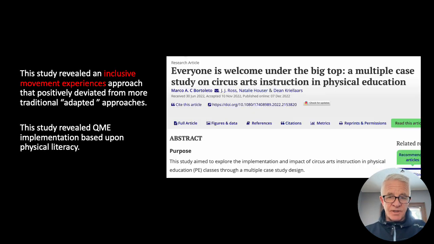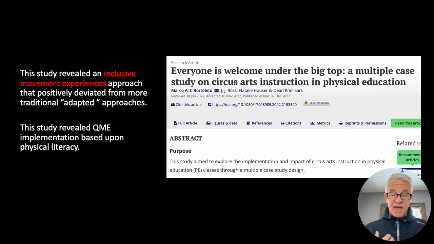One of our success stories in research was illustrated in this paper. And if you wanted to read it, you can. It's called Everybody is Welcome Under the Big Top, a study on circus arts instruction in phys ed. Now, it's not really talking about using phys ed as the only way to be inclusive. It talks about, why is circus inclusive? And so if you read it from that perspective, that means you could make your sport more inclusive, your recreational activity more inclusive. So this paper realized that inclusive movement experiences are possible using an approach that is very different than adapting physical education or adapted coaching techniques.